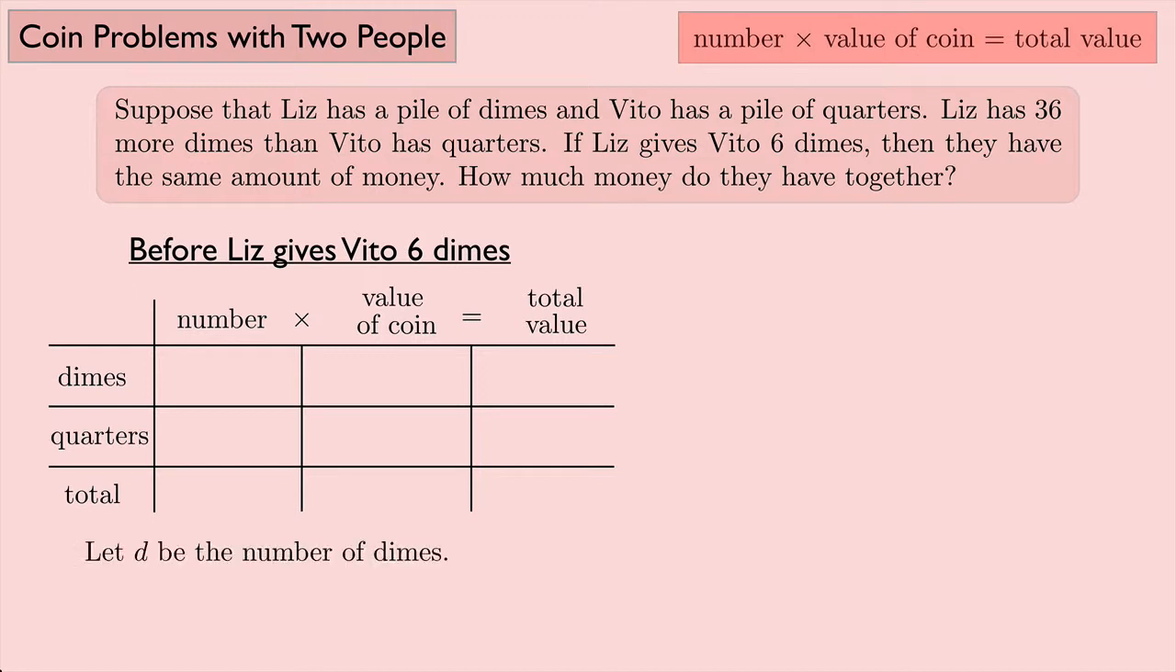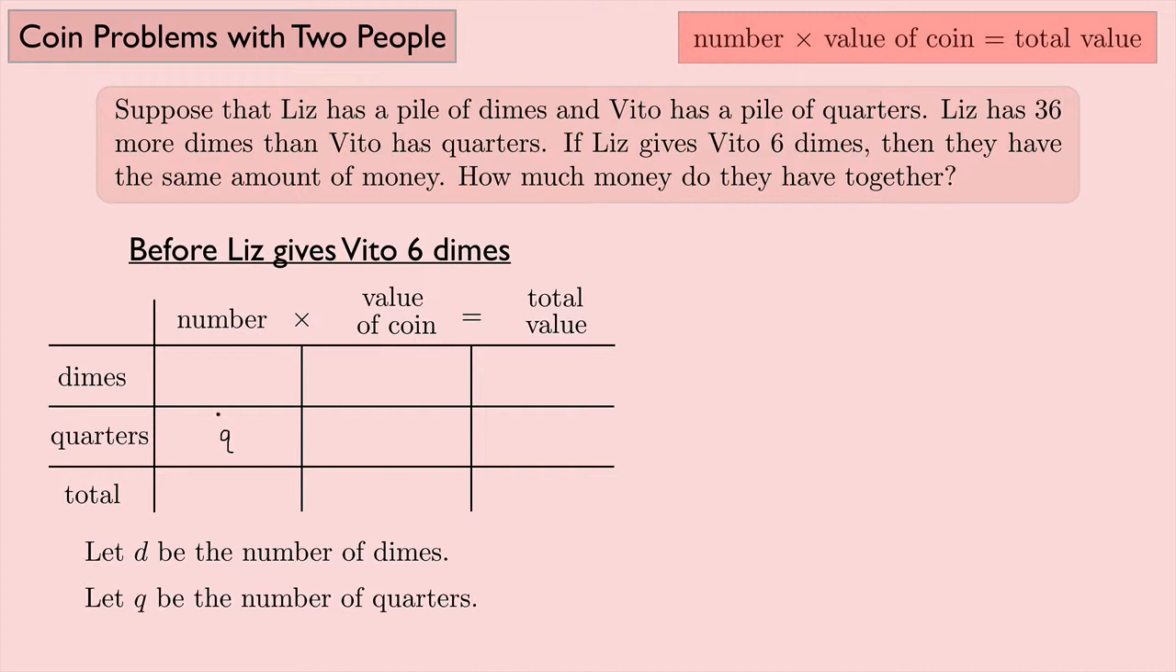I'm going to let D be the number of dimes and let Q be the number of quarters. When we fill out the chart, we need to decide: do we want to write it in terms of dimes or in terms of quarters? You can do either one, it doesn't matter. In this case, I'm going to write everything in terms of quarters. So that would be a Q here for the number of quarters.